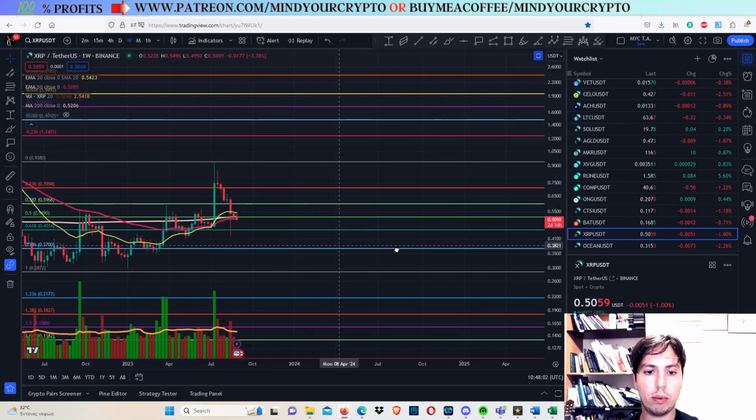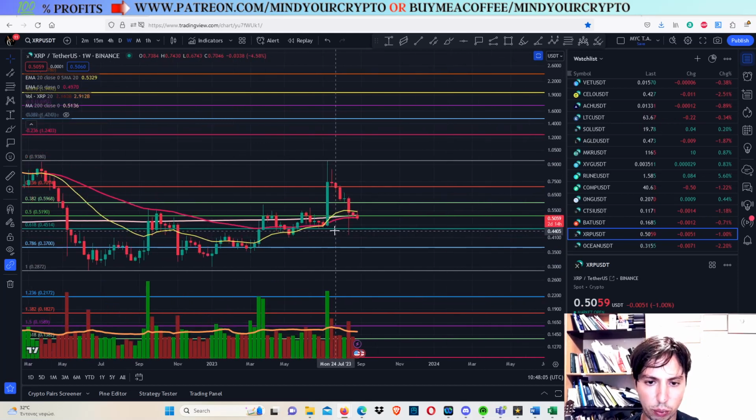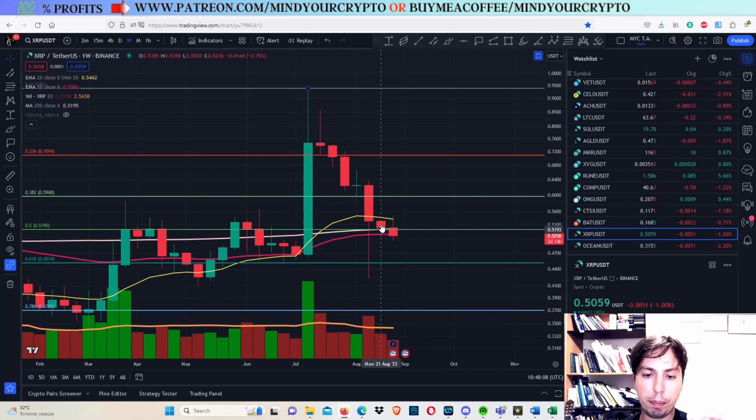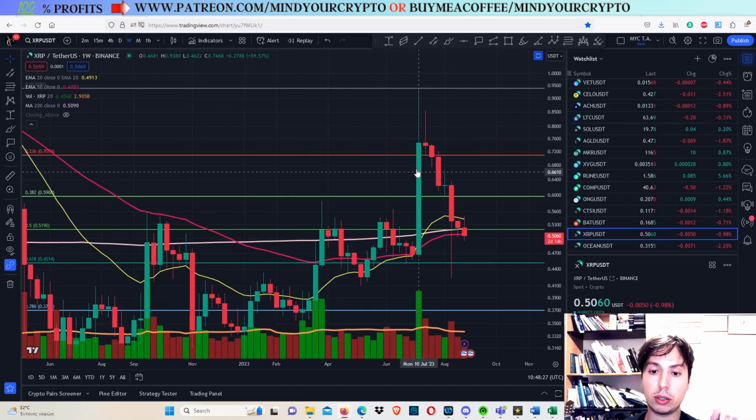Okay, I want just to press control so we can zoom in here. There we go. All right, so in the previous week, we didn't close below the 0.5 Fibonacci, which was at 0.52 USDT. Right now, it seems that we might do it. So do not panic if XRP goes even to 0.4520, let alone even further down to retest the 0.37. Okay.